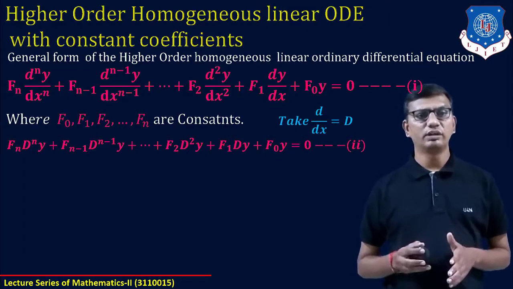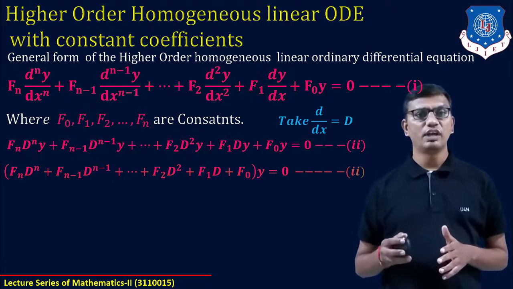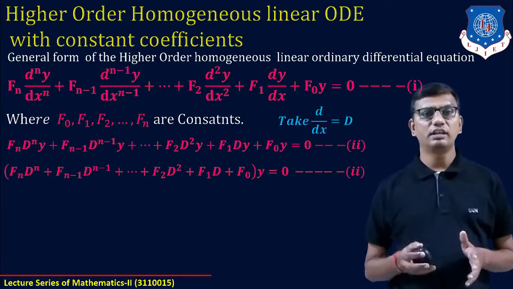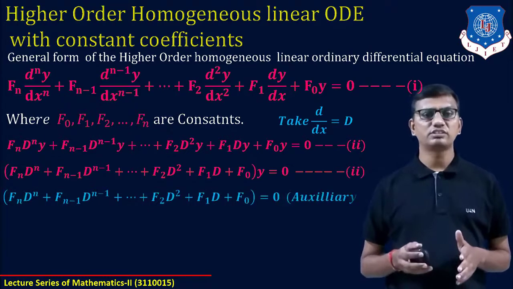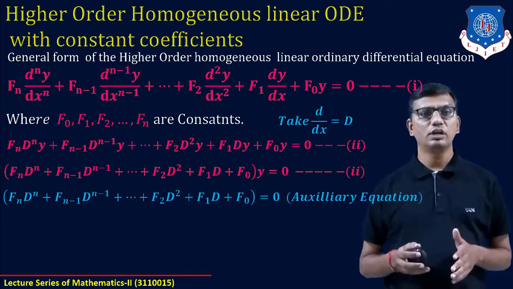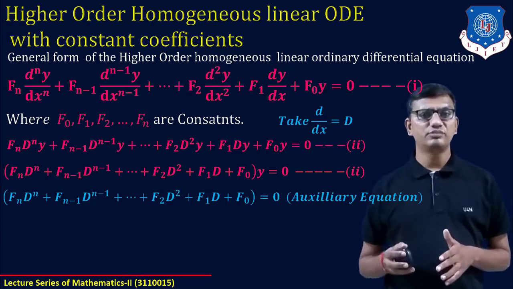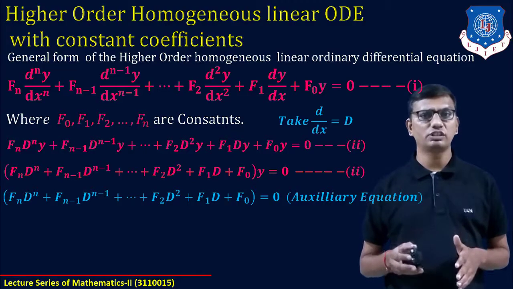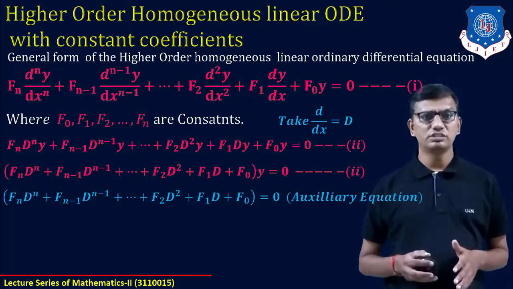Now taking y common, we get (fn D^n plus fn-1 D^(n-1) up to f2 D² plus f1 D plus f0) y equal to 0. Here we can't take y equal to 0, so we have to take fn D^n plus fn-1 D^(n-1) up to f2 D² plus f1 D plus f0 equal to 0. This equation is known as auxiliary equation for our differential equation number 1, and our solution depends on its factors.